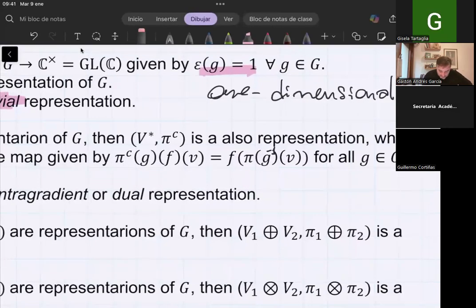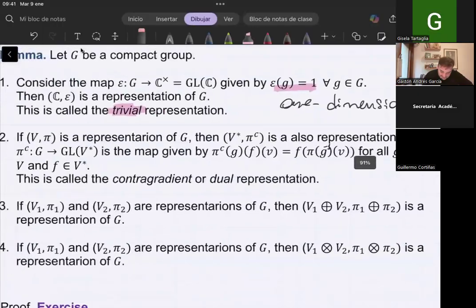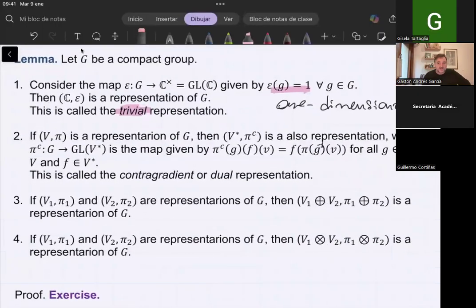So this gives us a representation. Given a representation, we always have the contragredient representation on the dual vector space. And it's not true that it is always isomorphic to our representation, okay? So it is a new representation.